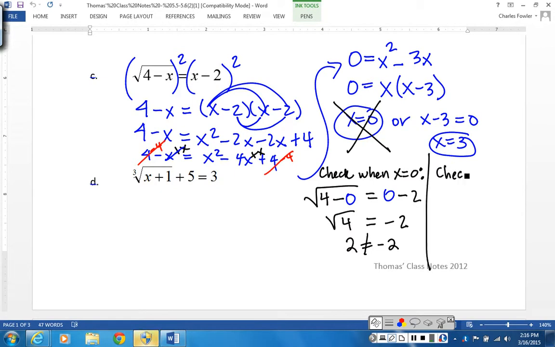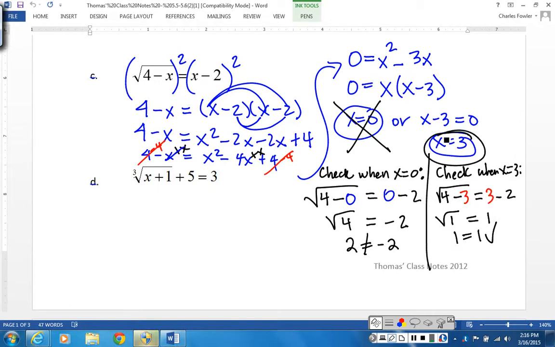Next, let's check when x equals 3. Plug in 3 into the original. 4 minus, we're saying that x equals 3, so we're going to replace that x with a 3. Again, equals 3 minus 2. Therefore, we have 4 minus 3. So we have the square root of 1 equals 3 minus 2, which is 1. Square root of 1 is 1. It does equal 1. Therefore, x equals 3 is our only solution for this particular problem.